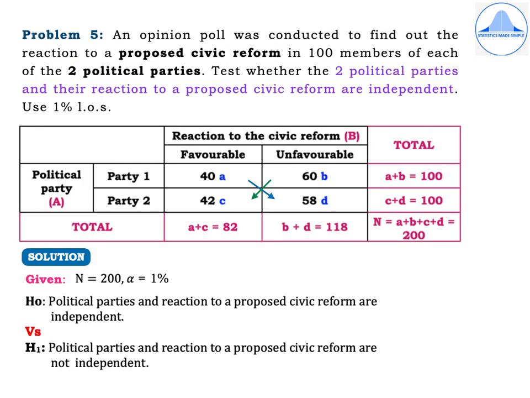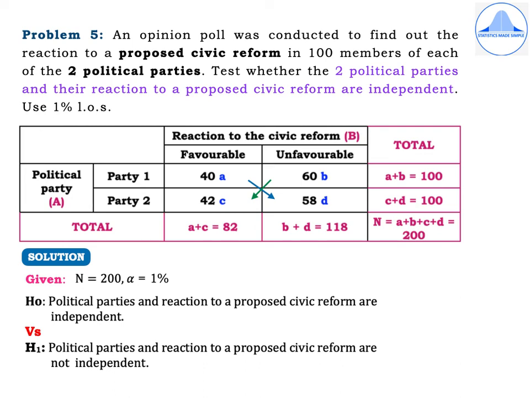The fifth and final problem, problem 5. An opinion poll was conducted to find out the reaction to a proposed civic reform in 100 members of each of the two political parties. Test whether the two political parties and their reaction to a proposed civic reform are independent. Use 1% level of significance. So the table is already given to us.